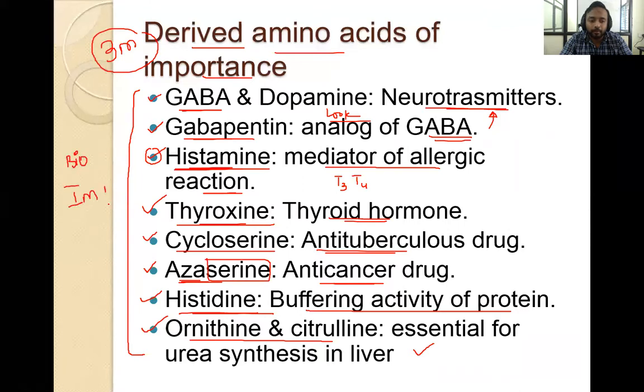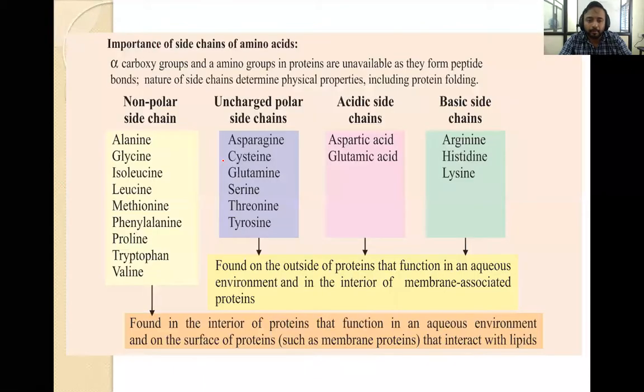They are not waste. They have important functions in the body, and this can be asked as a 3-mark question: some biologically important derived amino acids. You should be able to write at least 3 to 4 examples out of this. You can remember easily GABA, histamine, your thyroid hormones, some of the anti-cancer and anti-tubercular drugs, histidine and ornithine. These are a few examples which you can remember easily.